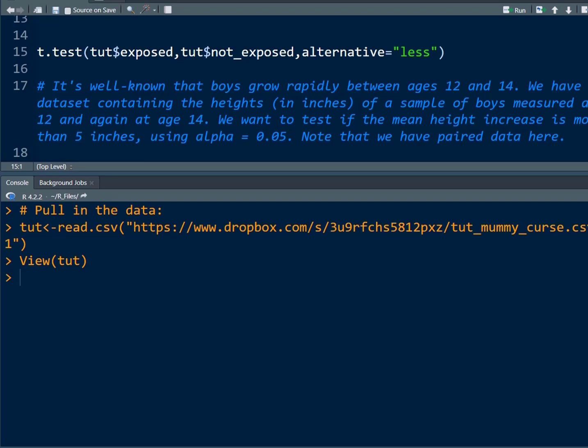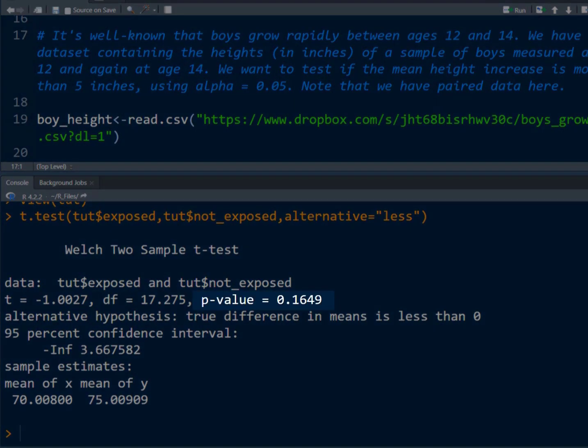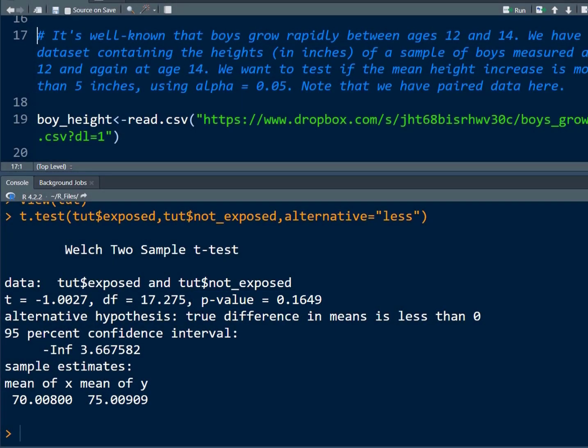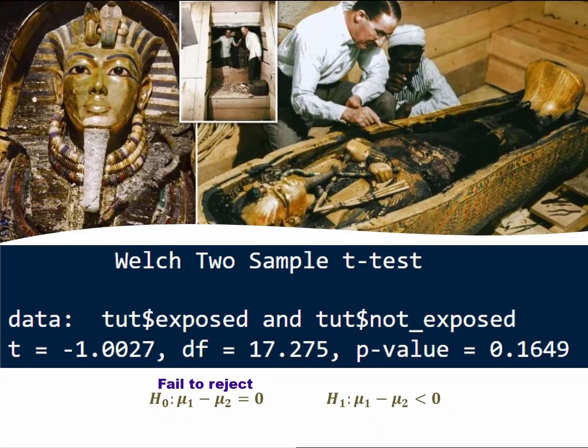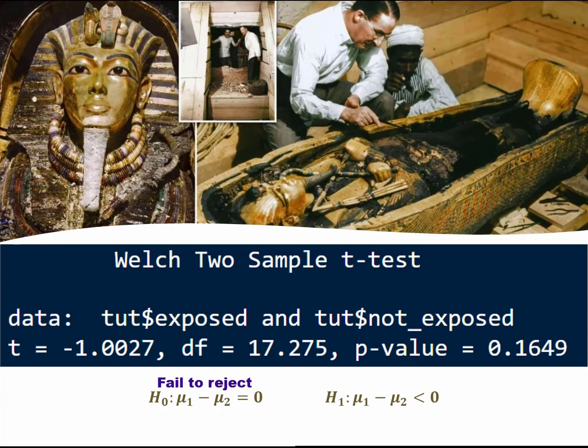Running the test gives us a p-value of 0.1649, which is not small enough to reject the null hypothesis. This means that we lack strong evidence to conclude that the mean lifespan of those exposed to the curse is less than those not exposed. It sounds like King Tut's curse might just be a legend after all.